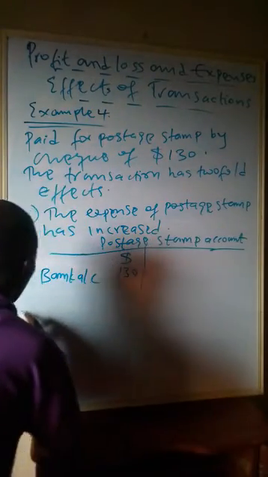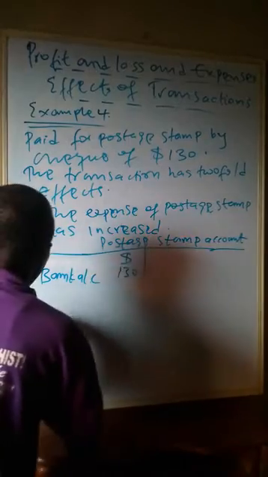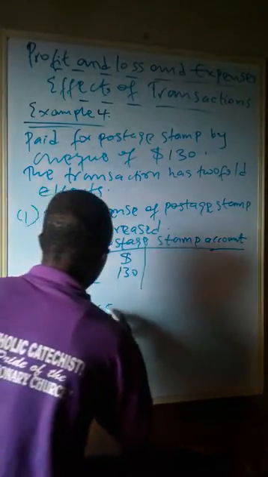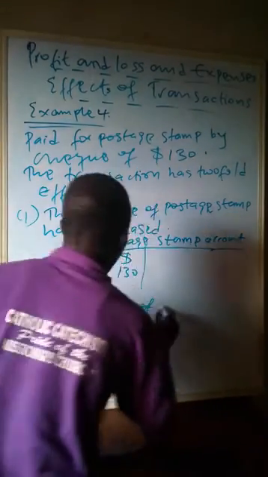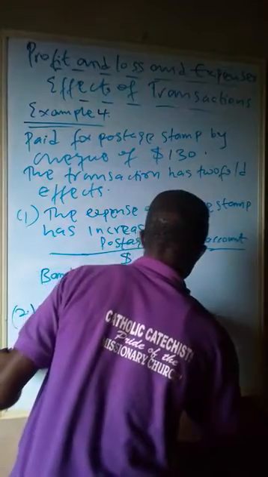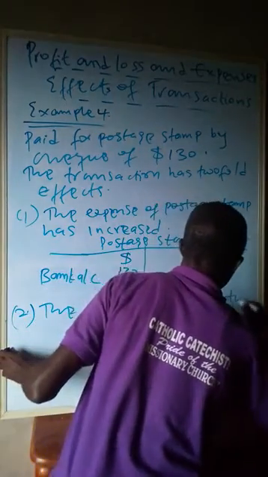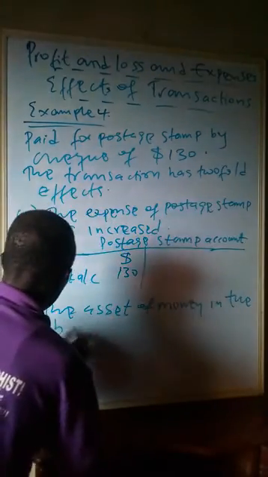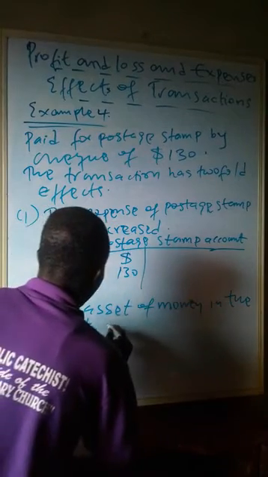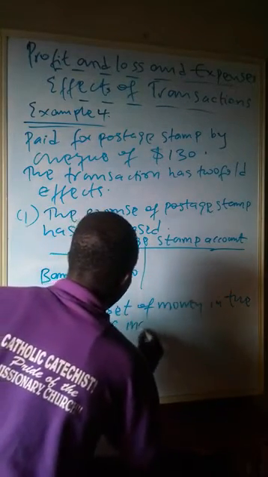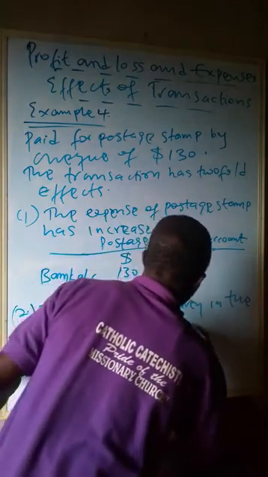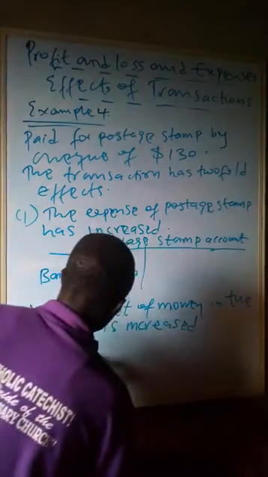Then what do you do here? Next, the asset of money in the bank is increased. Is increased. And what do you do?